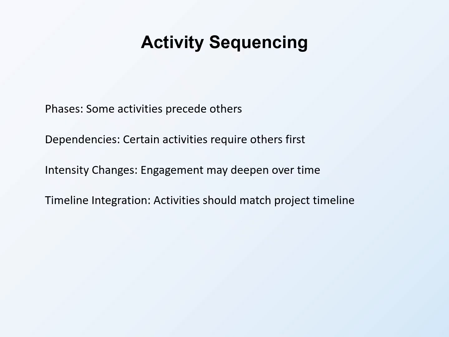Intensity changes reflect how participant engagement deepens over time. Light touch awareness activities might precede intensive skill building. Initial assessment precedes individualized intervention. Timeline integration aligns activities with your project timeline. Month by month or quarter by quarter plans show when activities occur. This helps reviewers assess feasibility and helps you plan implementation.